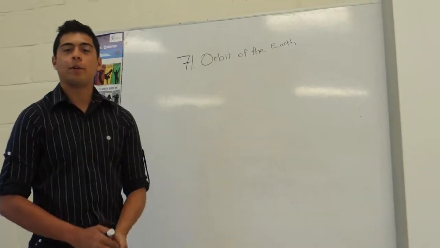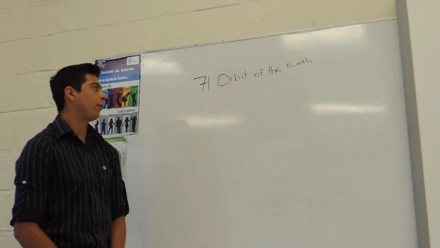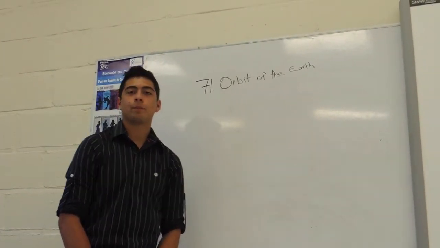Hello dear students, today we're going to see problem number 31, orbit of the Earth. Someone wants to read it? Me! 31. Orbit of the Earth. Find the distance that the Earth travels in 1 day in its path around the Sun. Assume that a year has 365 days and that the path of the Earth around the Sun is a circle of radius 93 million miles. The path of the Earth around the Sun is actually an ellipse, with the Sun at one focus. This ellipse, however, has a very small eccentricity, so it is nearly circular.